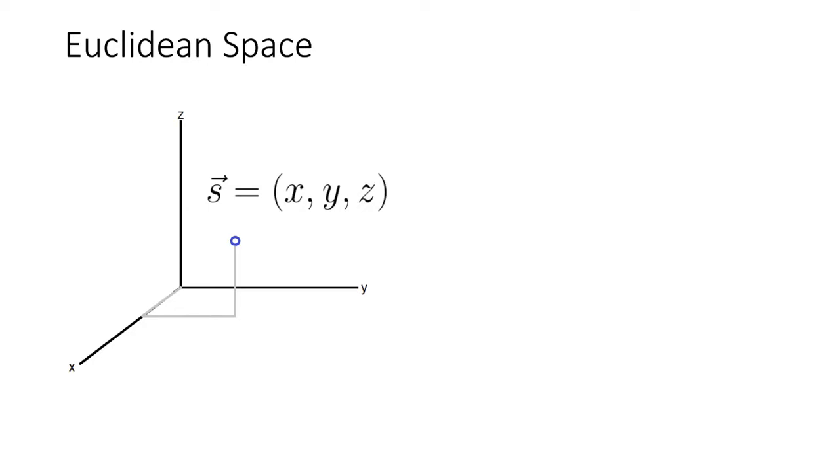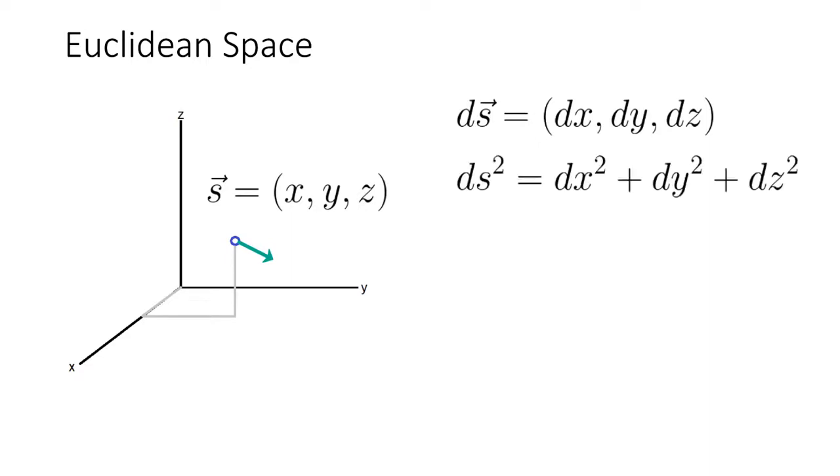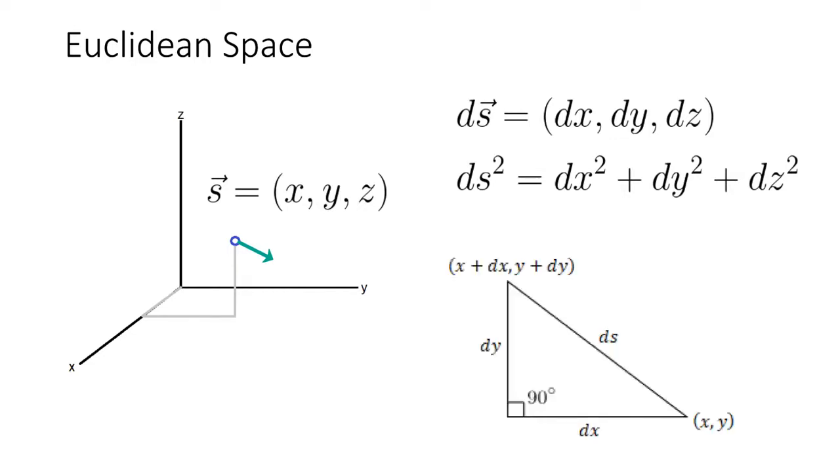These are typically written together as a vector. Changes in coordinates, or motion, can also be written as a vector. These changes can be summed in quadrature to give you the magnitude of the change. This may look familiar. This is the Pythagorean theorem, but in 3 dimensions.